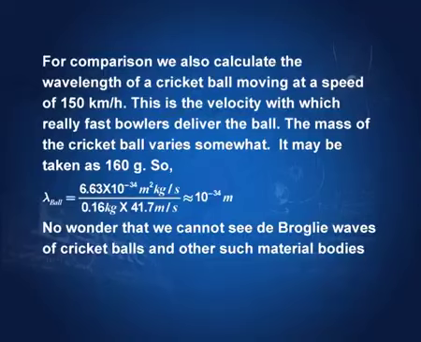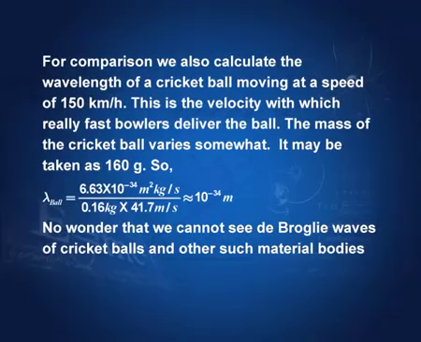For comparison, we also calculate the wavelength of a cricket ball moving at a speed of 150 kilometers per hour. This is the velocity with which really fast bowlers deliver the ball. If you are a fan of cricket, you would know that the very fast bowlers these days bowl with a speed of 150 kilometers per hour. The mass of the cricket ball varies from place to place, but it is around 160 grams. So, we shall take that as the mass of the cricket ball.